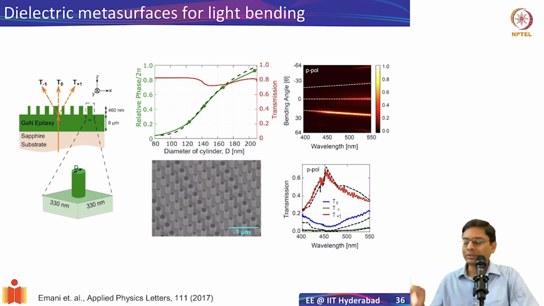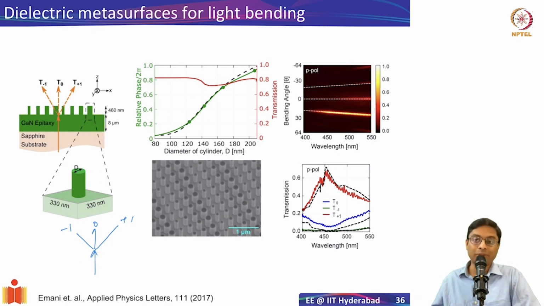Now the interesting part is that by this structure, we were able to show that you can have bending in a particular diffraction order, and only in that direction. We saw that if you have a typical grating, you will have incidence like this, and there will be 0th order, then +1, -1, and so on. But because we have introduced a phase gradient, the light tends to go in a particular direction, and that is what is shown here.